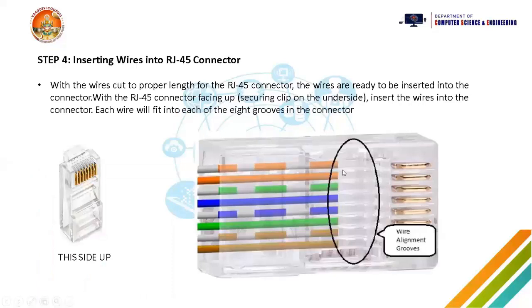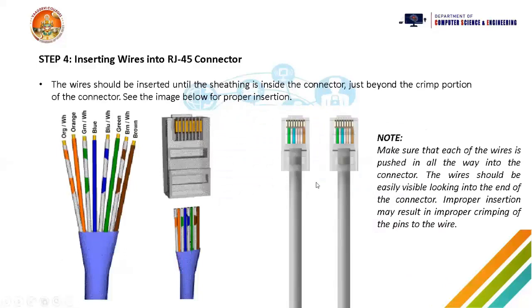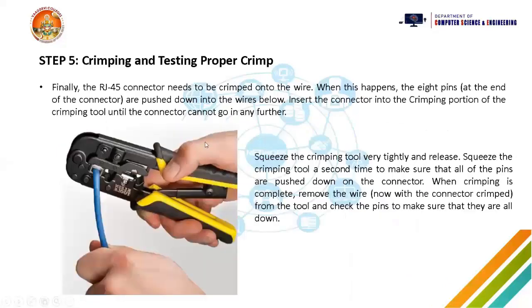Once you can see that the wires are properly arranged in the grooves, take the crimping tool and crimp the pin on it. First crimp it tightly, and then make another attempt to tighten it, making sure that no wire is coming off and all the pins are properly inserted.